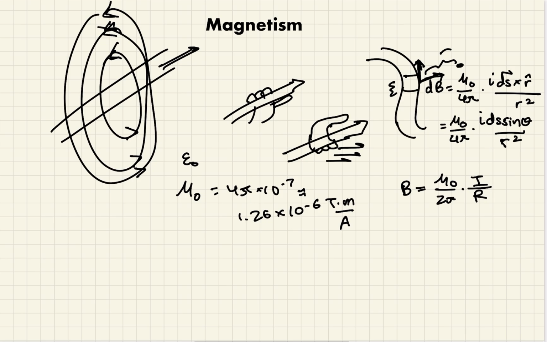So that's Biot-Savart. This is called the law of Biot-Savart, spelled B-I-O-T S-A-V-A-R-T. Biot-Savart. And that's the main law. But there are variations of it.